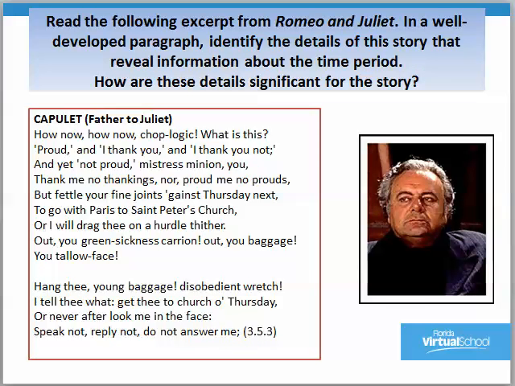Now on the exam, you are going to be given excerpts from Romeo and Juliet, and this is an example to get you prepared. So our question is going to be, read the following excerpt from Romeo and Juliet. In a well-developed paragraph, identify the details of this story that reveal information about the time period. How are these details significant for the story? So looking at this excerpt, it's from Capulet, which is Juliet's father.